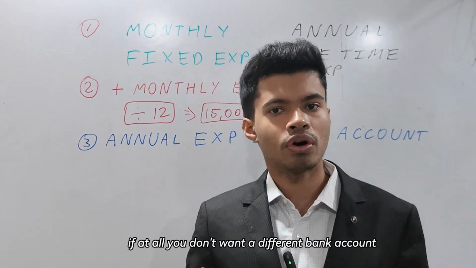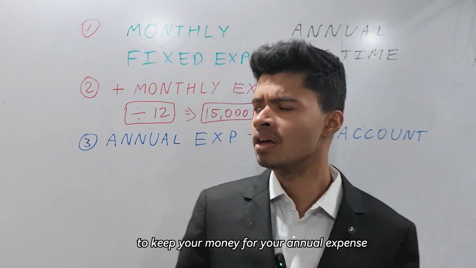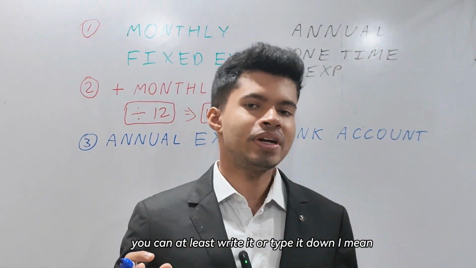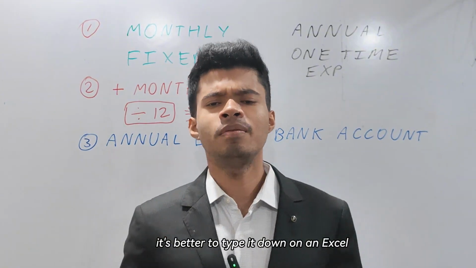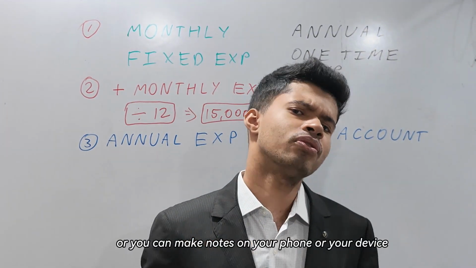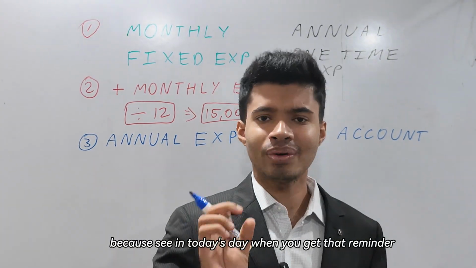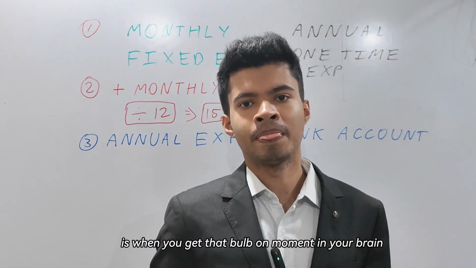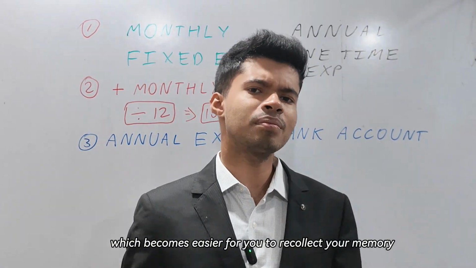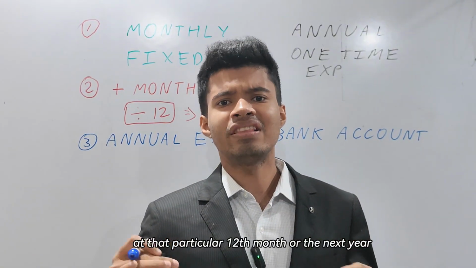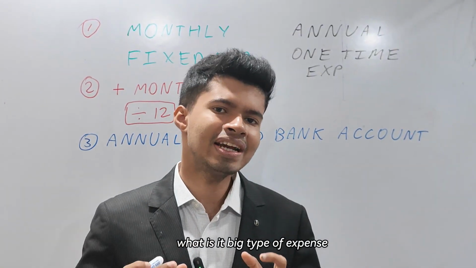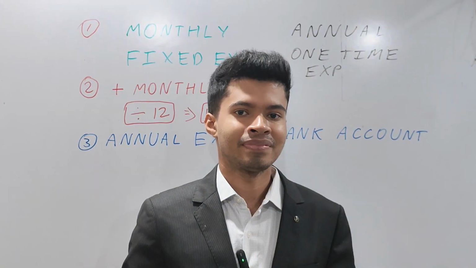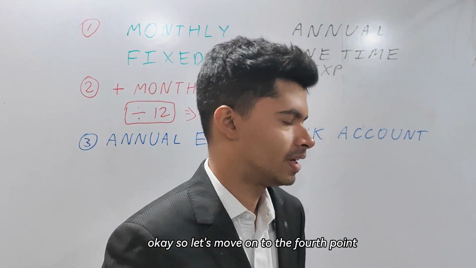If at all you don't want a different bank account to keep your money for your annual expense, you can at least write it or type it down. It's better to type it down on an Excel, or you can make notes on your phone or your device, because in today's day, when you get that reminder notification is when you get that bulb-on moment in your brain, which becomes easier for you to recollect at that particular 12th month or the next year what is that big type of expense which you will be needing to spend on. Okay, so let's move on to the fourth point.